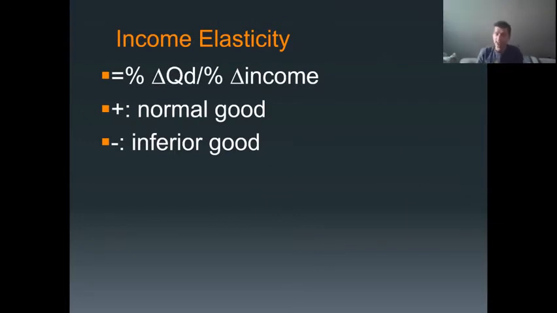Second most common one that you'll see is income elasticity. So this is percent change in quantity demanded divided by the percent change in income. And this lets you know if it's a normal or an inferior good. If it's positive, it's a normal good; negative, an inferior good.